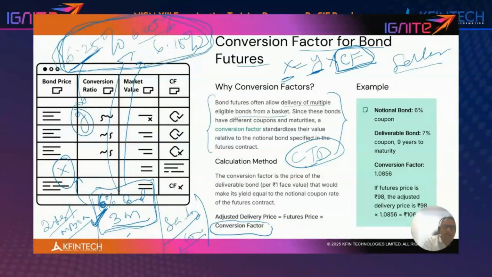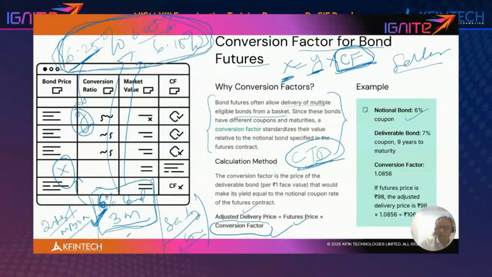So 6% will have a value X. These bonds will have, say, example value Y. To make X equal to Y, there will be a conversion factor which will be used. And that will be based on the cheapest to delivery. Out of these three options, whichever bond is cheapest for me as a seller to deliver, I will deliver that bond. So let's see an example.